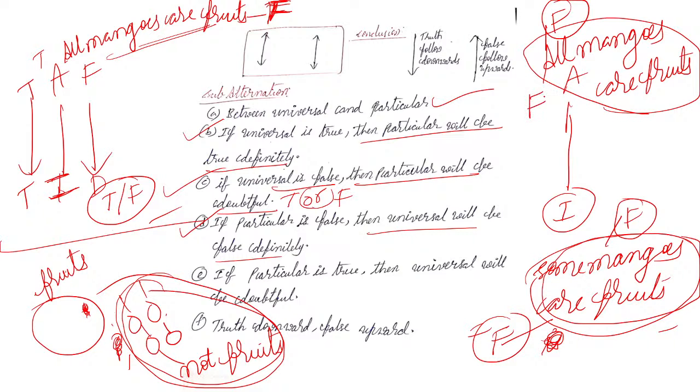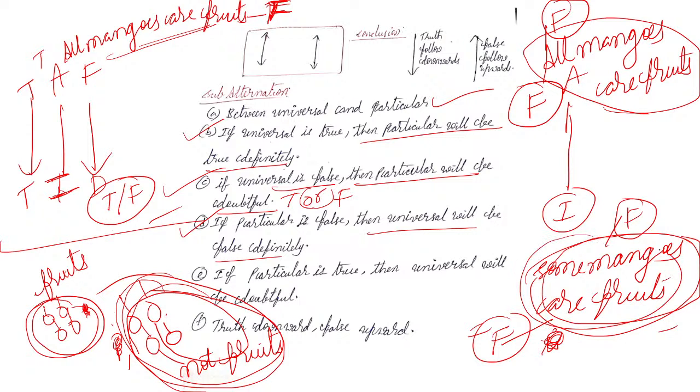It will also become false because already some mangoes are not fruits. Then how will all mangoes become fruits? If these are mangoes, these are not all. Some are there outside of fruits. That's why if the particular is false, then the universal will be false definitely.